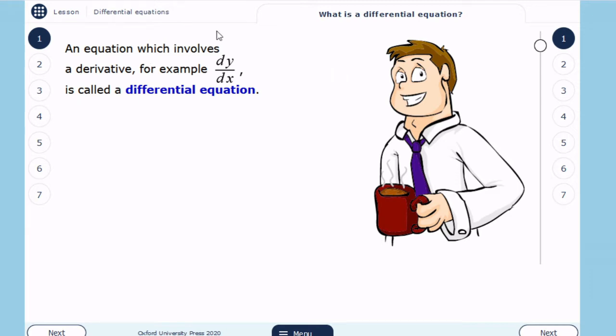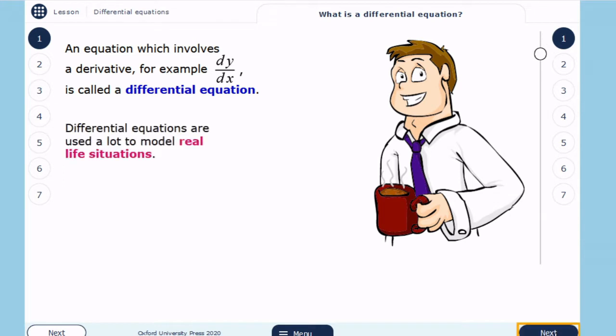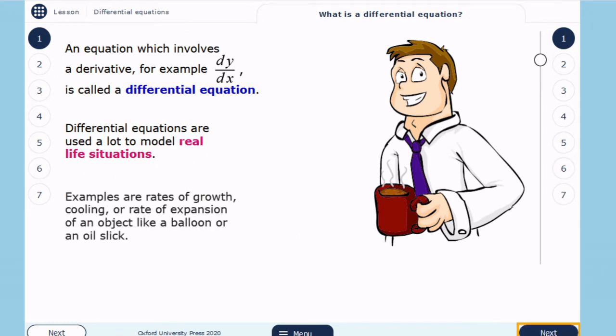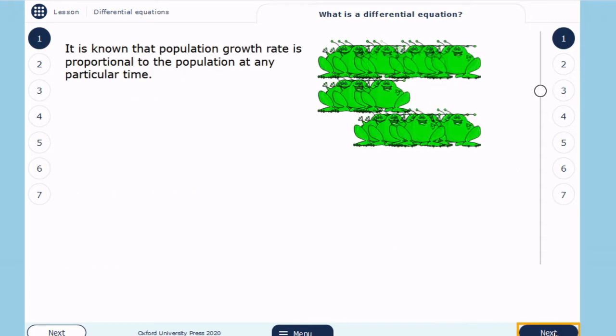Now, an equation which involves a derivative, for example dy over dx, is called a differential equation. Differential equations are used a lot to model real-life situations. Examples are rates of growth, cooling, or rate of expansion of an object like a balloon or an oil slick. In this lesson, we will work on how to solve these equations.